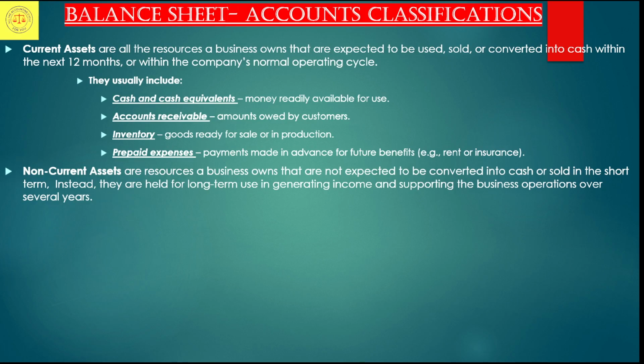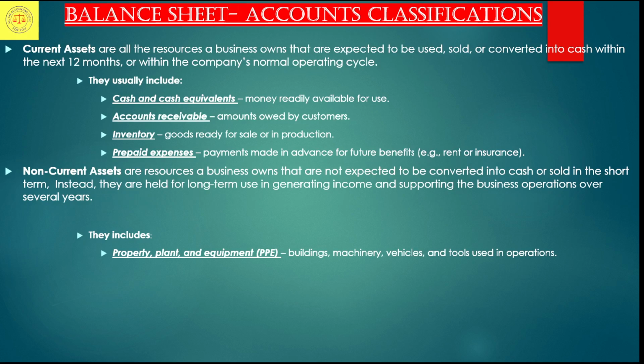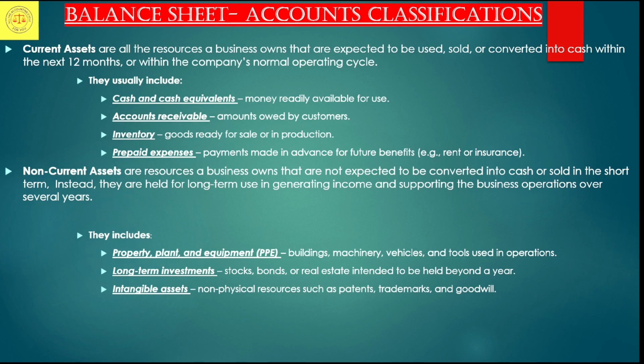Non-current assets are resources a business owns that are not expected to be converted into cash or sold in the short term. Instead, they are held for long-term use in generating income and supporting the business operation over several years. They include property, plant, and equipment, long-term investments, and intangible assets.